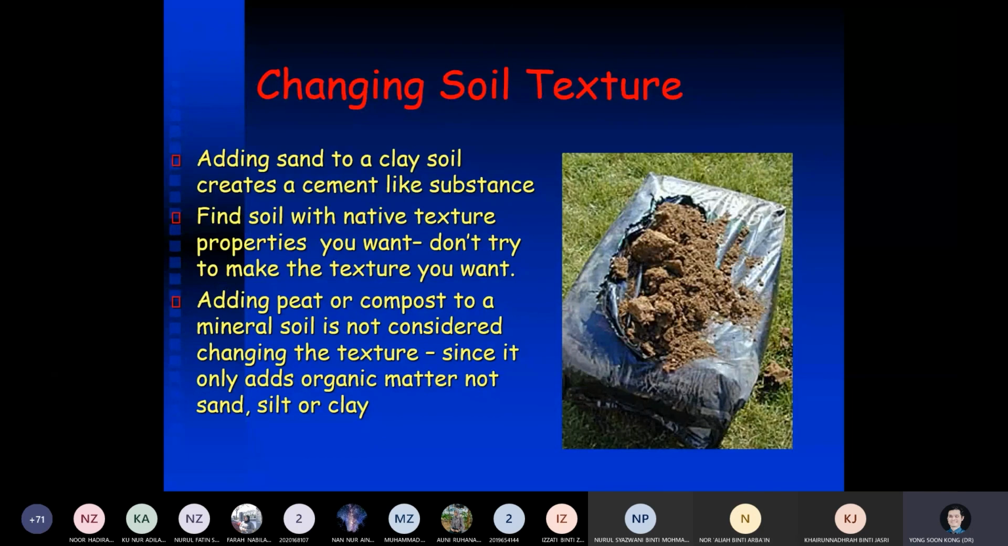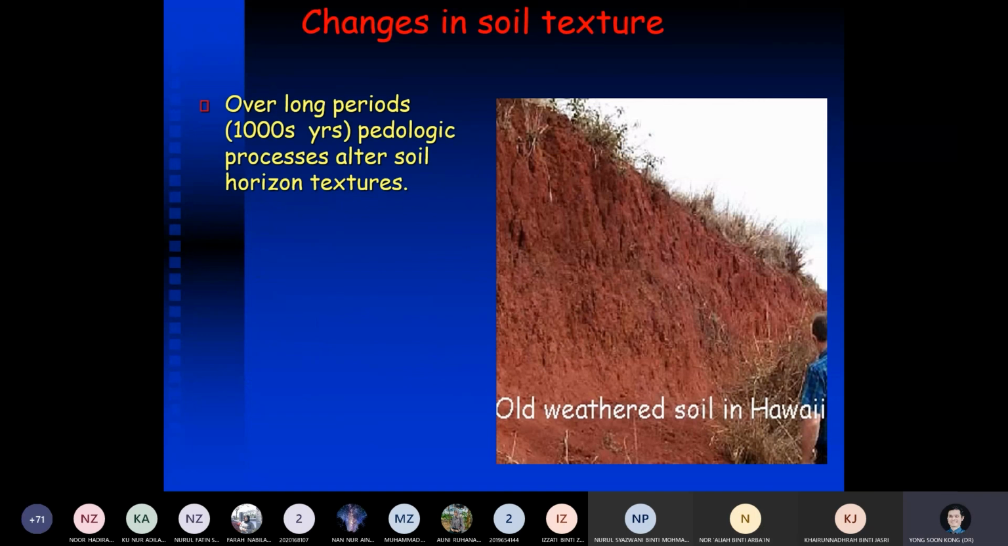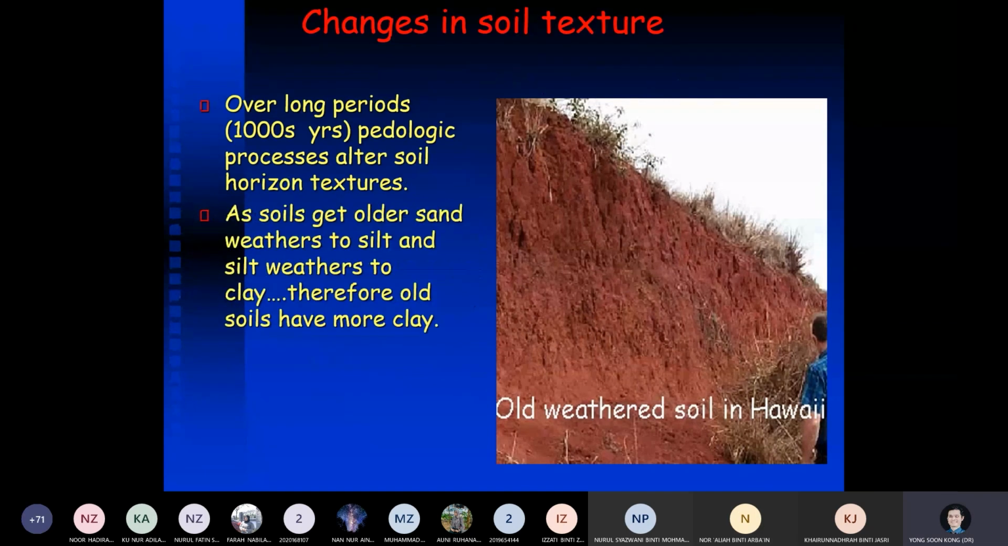So okay, changing soil texture is very normal. People do it. But for agriculture, not only do they add sand, they add a large portion of organic matter as well. So I think I will skip this one.